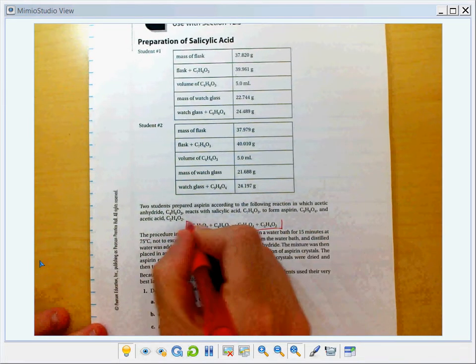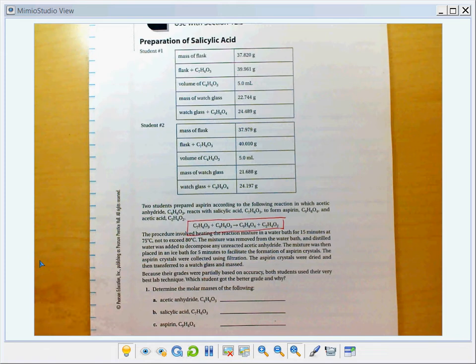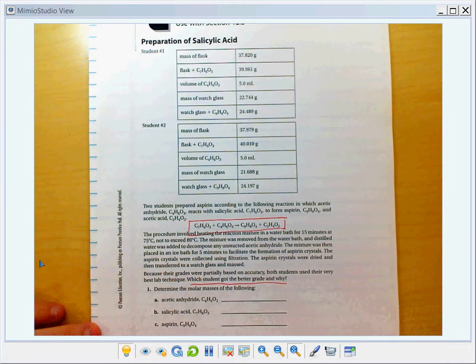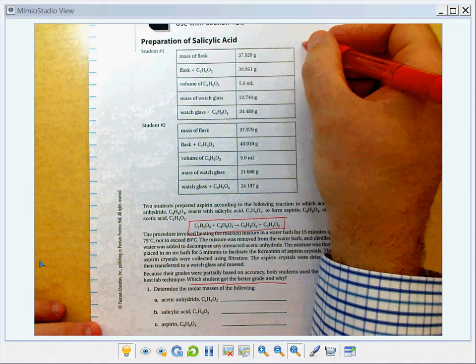Remember that we always need a balanced chemical equation in order to be able to do stoichiometry, and in fact that equation is balanced. You can add up the number of atoms of each element to figure that out, but you can also trust me. So it's balanced. You'll notice that our goal is to find out which student got the better grade and why from the student data up here.